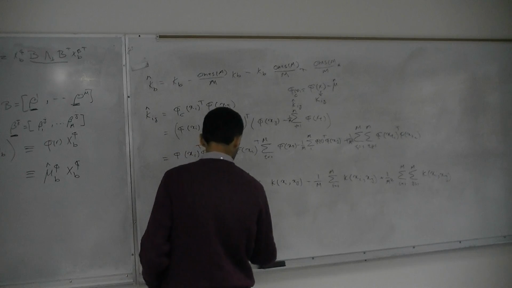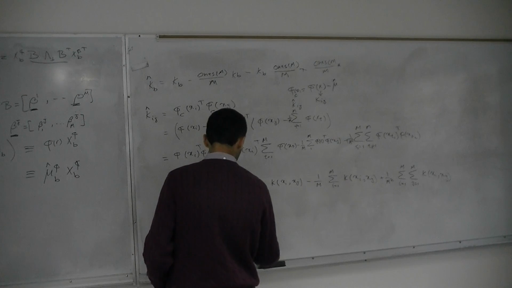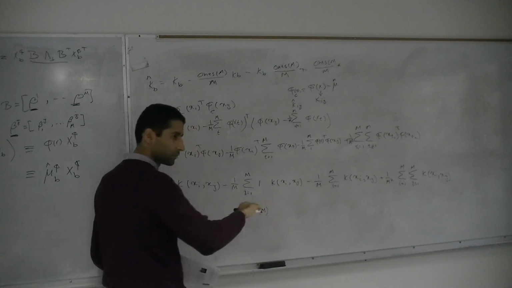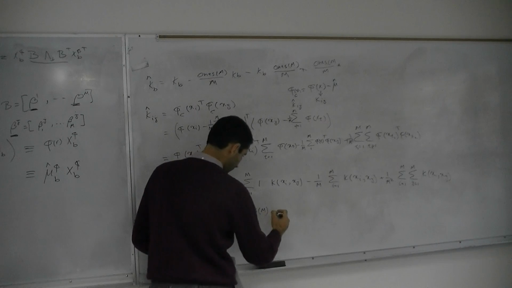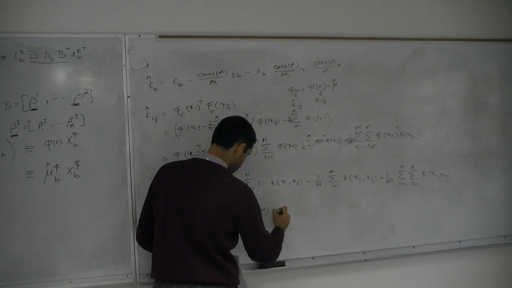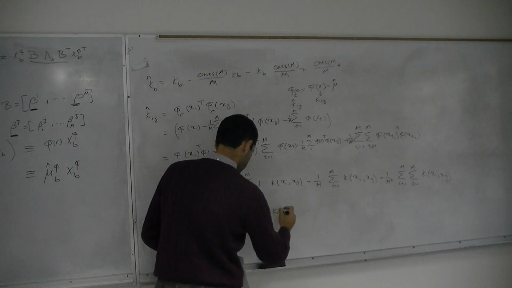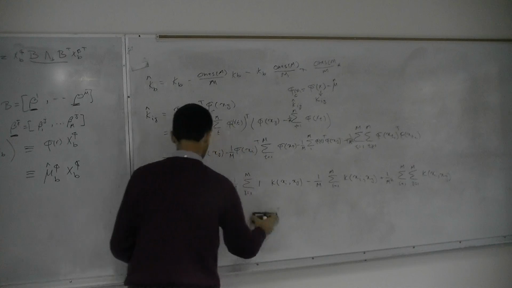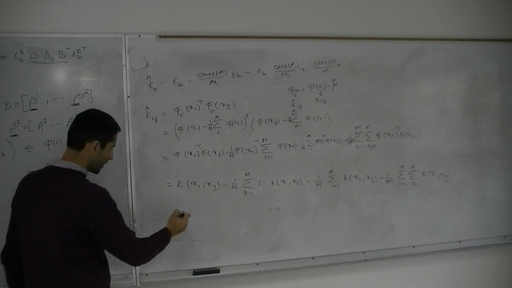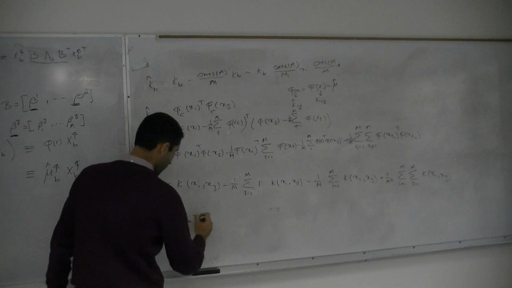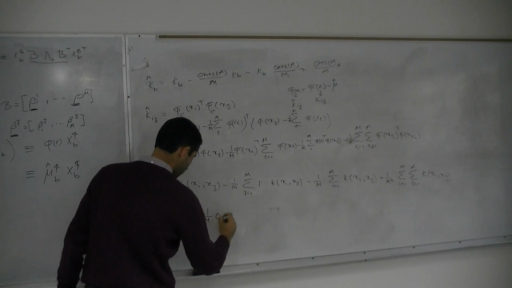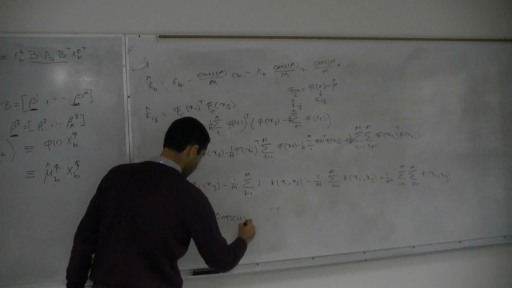It can be equal to the multiplication of the ones matrix, m by m ones, if we do a multiplication to the K. And the matrix version is equal to K_b, this matrix, minus 1 over n, ones n, multiplied to K_b.